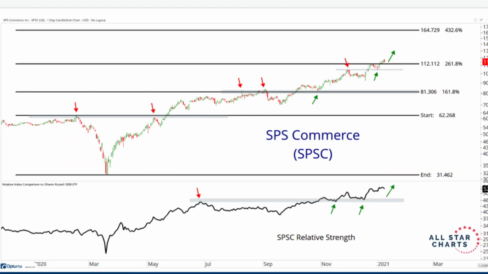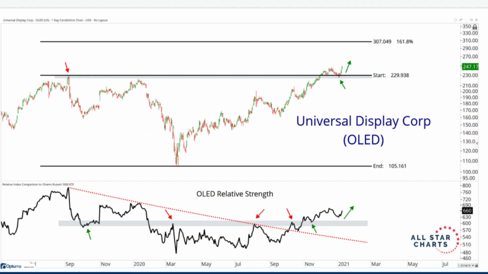And then finally, SPS Commerce, SPSC, breaking out on a relative basis, well-defined risk-reward, 112 the level there. So if we're not above 112, leave it alone. But above 112, I like it long with a target of 164. One of the things I like about these is how well the risk is defined. Like OLED, for example, if we're below 230, there's no reason to touch it, right? Somebody else's problem. Above 230, I like it long with a target of 307.